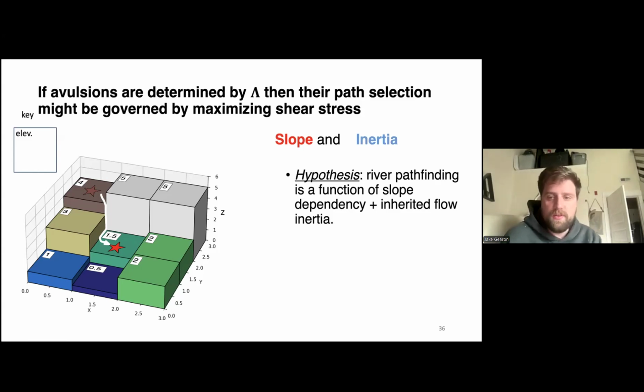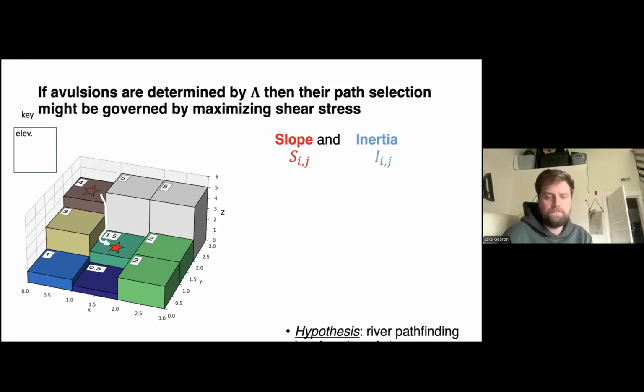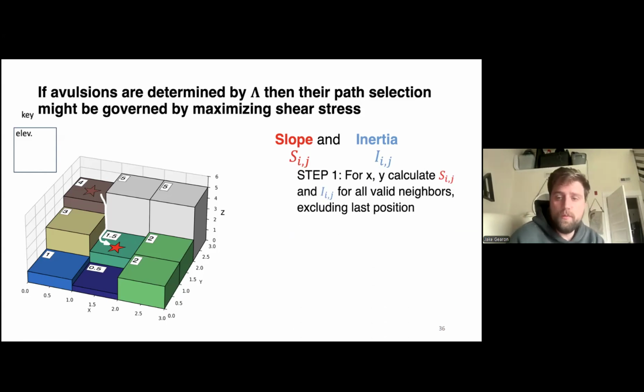Slope I'm going to represent in red, inertia in blue. And simply, the first thing we need to do if we want to get an idea of the slope around our river here is to calculate it. This is a digital elevation model. We can simply take the derivative and find the slope. And what I want to show you here is that slope acts as a nice score for us with how attractive it is to move to a different location.